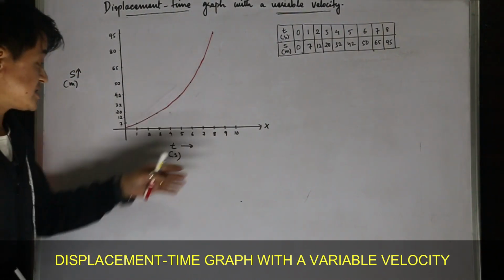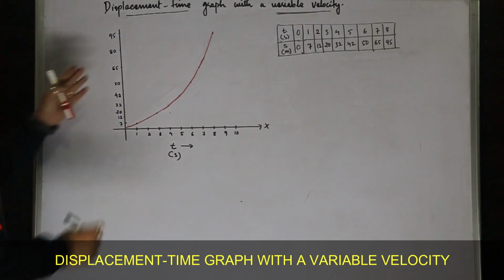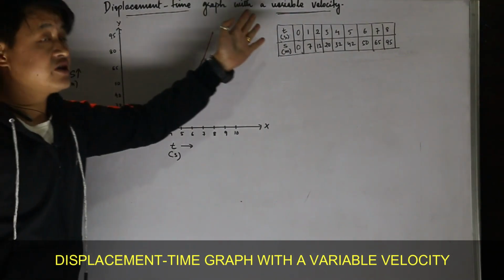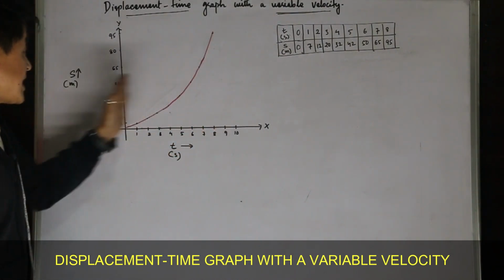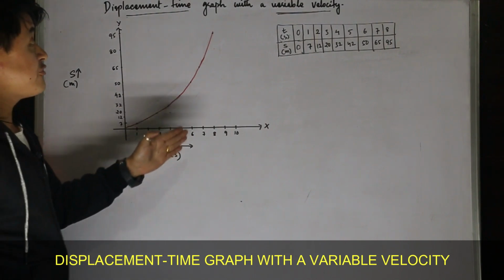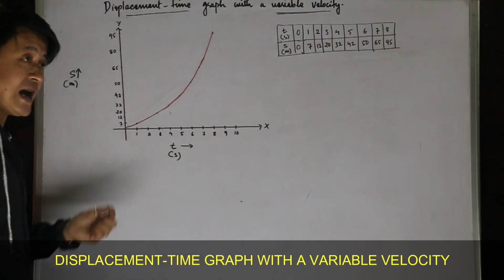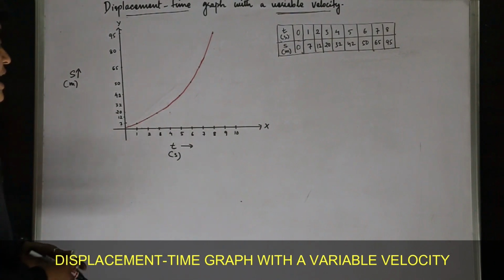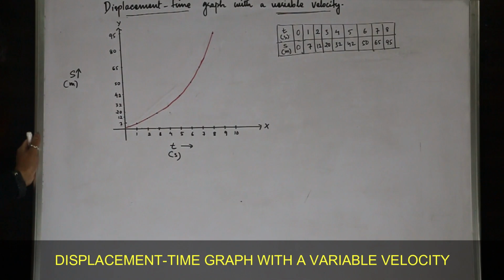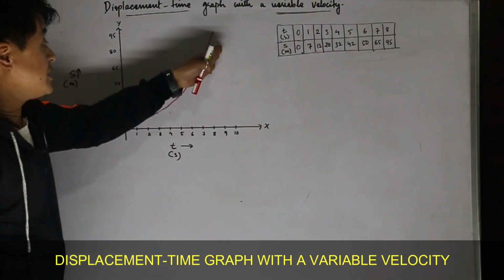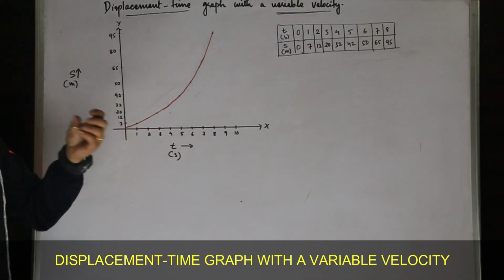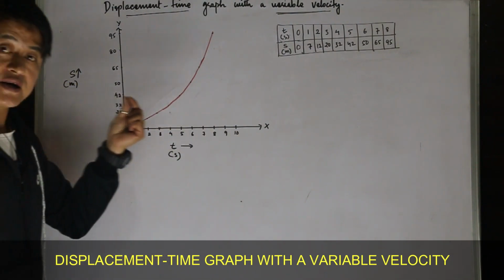Okay, x-axis represents time, y-axis represents displacement. For variable velocity, the displacement time graph is a curve. In order to find the velocity of a body at any instant, we have to draw a tangent at any point on this curve, and the slope of that tangent will give you the velocity of the body at that particular time.